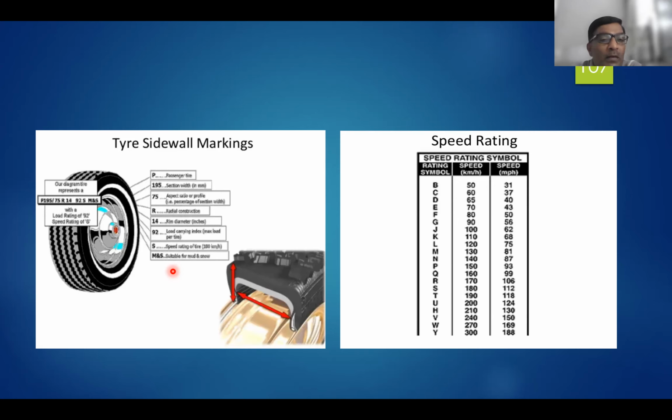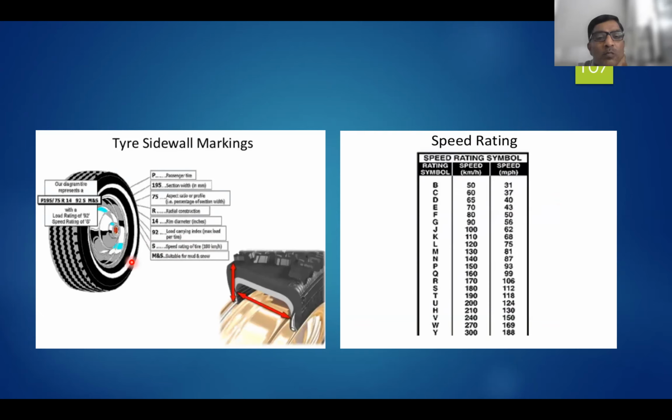Then here, this one is S, it is the speed rating. So you can see this S in this table. So am I audible? My voice is audible? Yes, sir, audible. Okay, thank you.